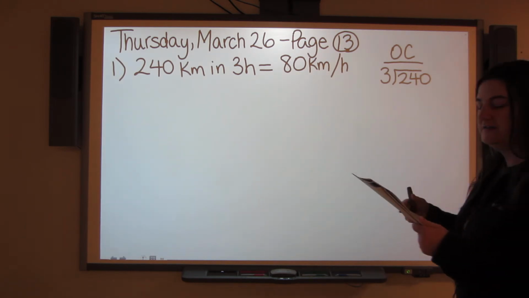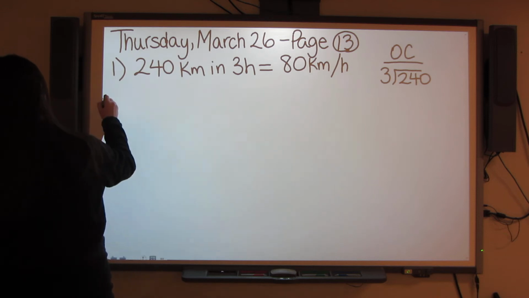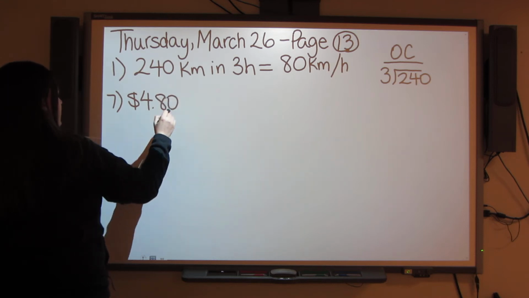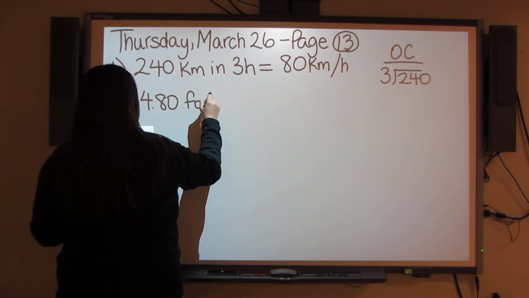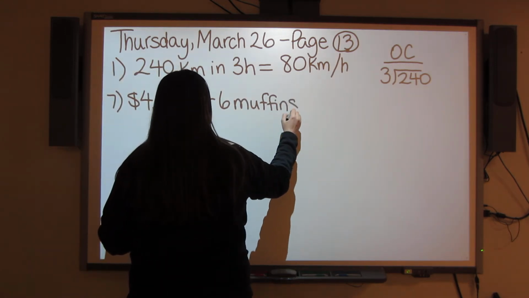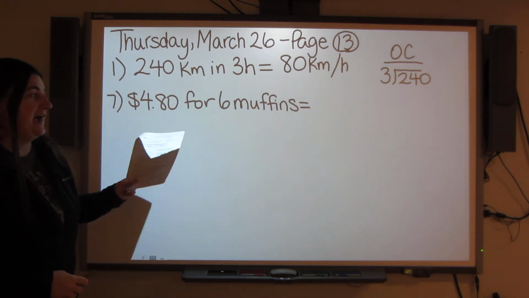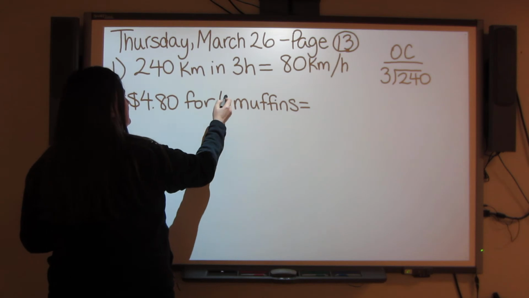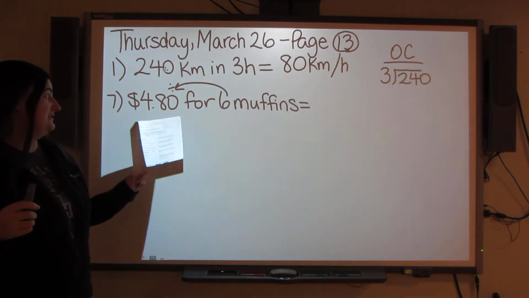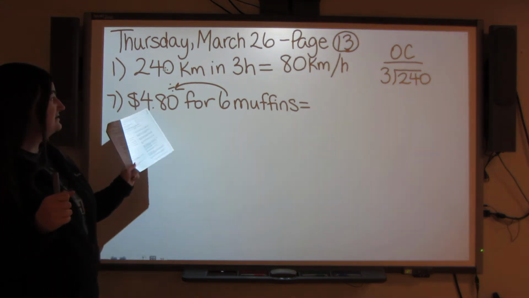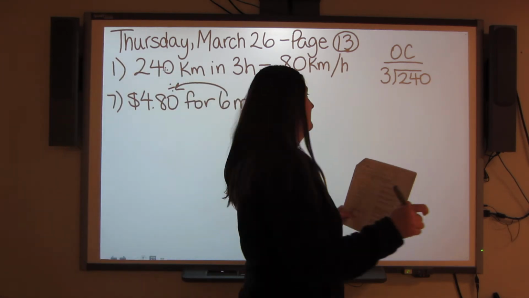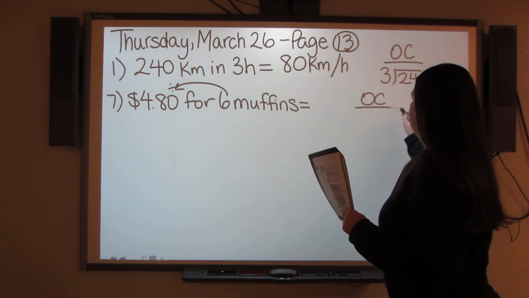All right. I also want you to take a look at number 7. Number 7 has $4.80 for 6 muffins. And you have to figure out how many for 1 muffin by taking your 6 and dividing it into your $4.80. Now again, you can do this in your head, but because there's a decimal in there, let's talk a little bit about dividing with decimals, just in case anybody forgets. So let's talk about it doing an outside calculation.